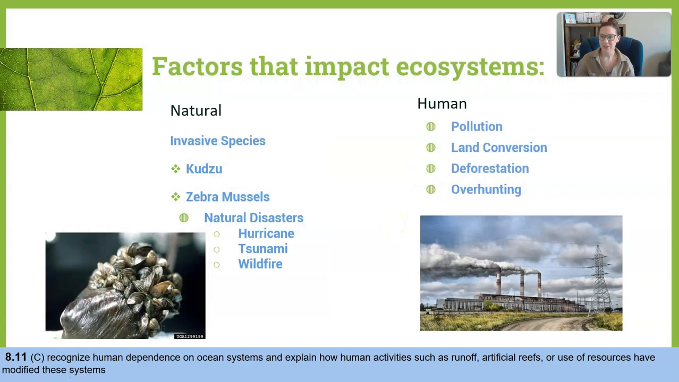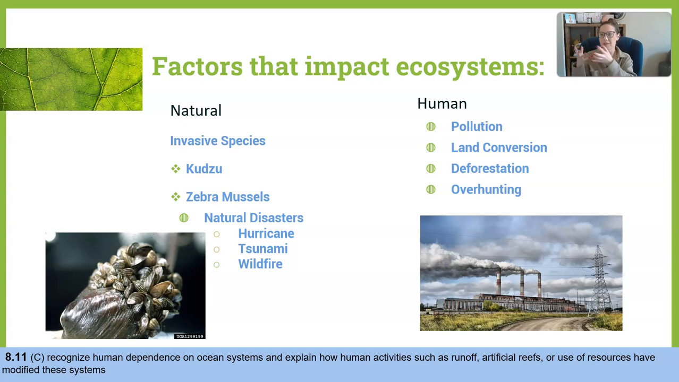So here are some factors that might impact an ecosystem. So we've got natural factors that would happen. So maybe an invasive species is moving in, like the zebra mussels, or maybe there's some sort of natural disaster, like we've mentioned, a wildfire, hurricane, tsunami, tornado, volcano eruption. These are all natural things.